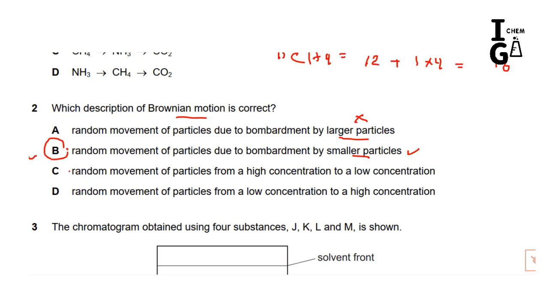By the way, for C and D, random movement of particles from a high concentration to a low concentration, or in D from low concentration to a high concentration. Actually here it describes diffusion, not Brownian motion. So C and D are wrong.